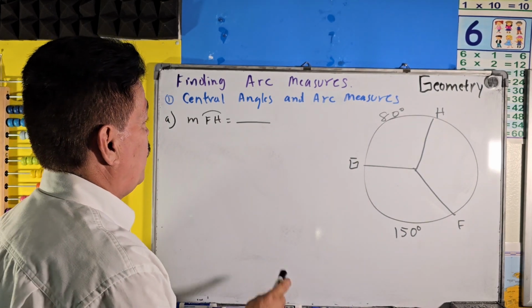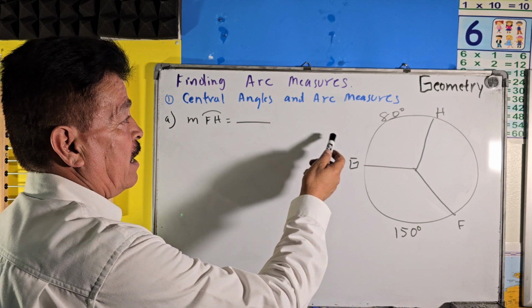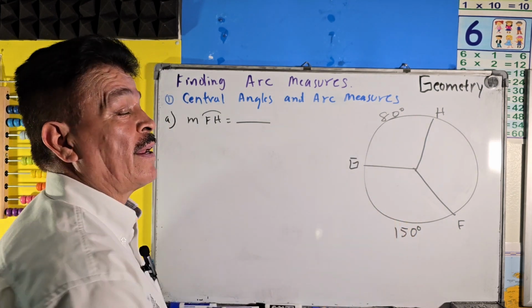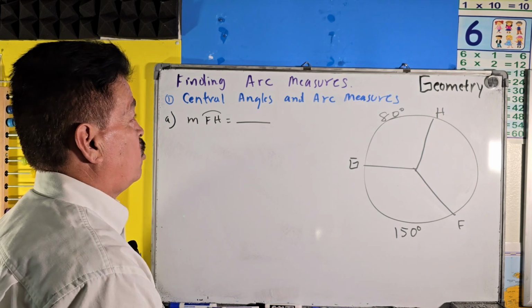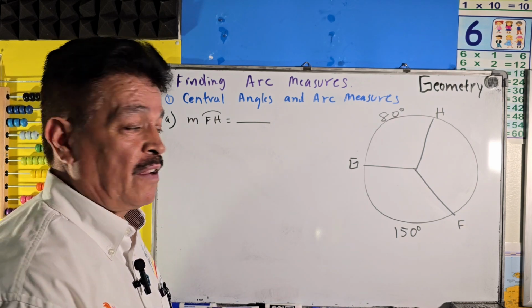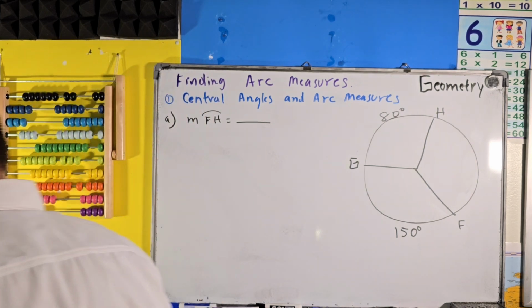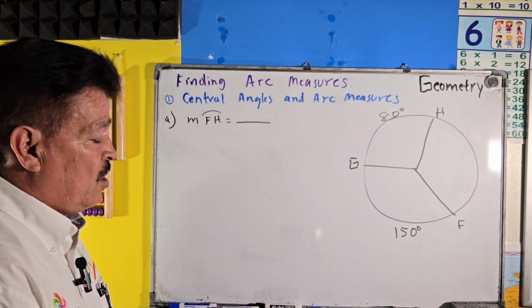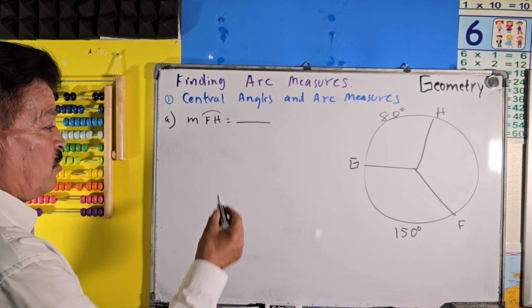We have to find the central angles and the arc measures in circles like this one. This is one example, one problem. Our topic is finding arc measures. So for this problem, we first have to define the measure of an entire circle.